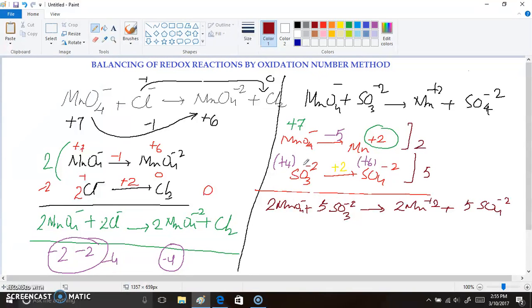If oxygens are short, you add water. If hydrogens are short, you add H+, if the reaction is in acidic medium. Okay. It is very similar to the ion electron method.